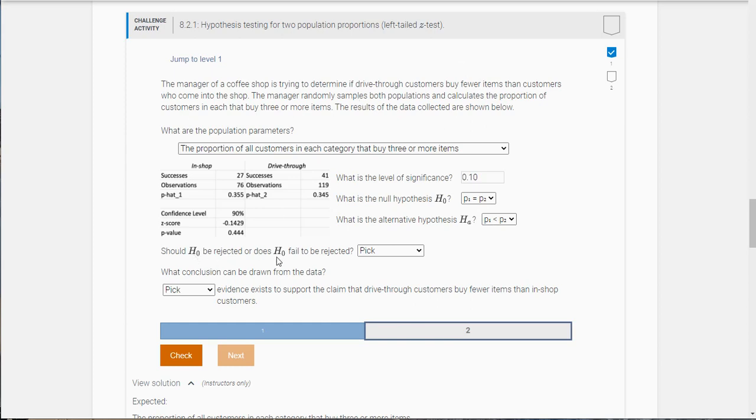Should the null be rejected, or does the null fail to be rejected? Well, you look at your p-value, it's greater than your level of significance, so you're going to fail to reject the null. What that means is there is insufficient evidence to support the claim that drive-through customers buy fewer items than in-shop customers.